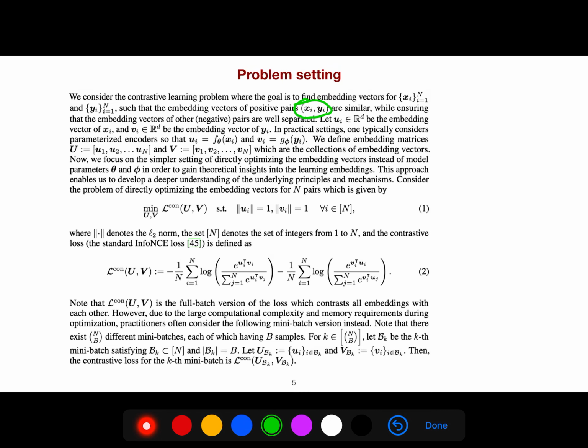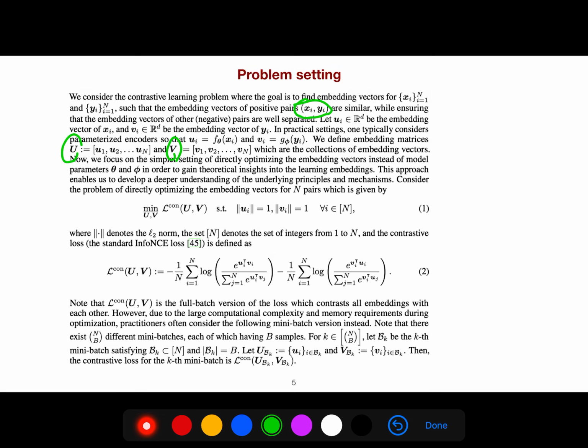So we define embedding matrices U and V, which are a collection of embedding vectors. Now we focus on a simpler setting of directly optimizing the embedding vectors instead of the model parameters theta and phi, in order to gain theoretical insight into learning embeddings. This approach enables us to develop a deeper understanding of the underlying mechanism.